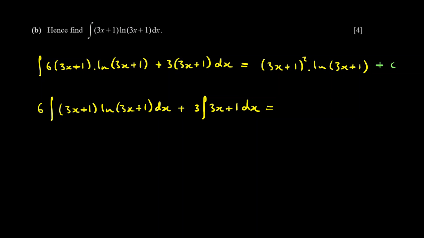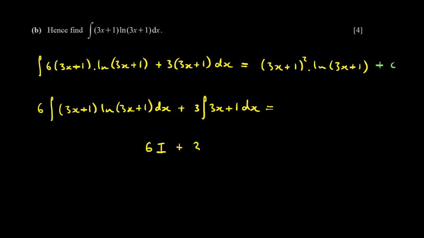Just to explain that step, I've got this thing plus this thing, so I can split that up into two separate integrals. I've got one integral here, another integral here. And the 6 and the 3 are constants, so I can just take them straight outside of the integral. Now, this thing is what I want to find. So why don't I give it a letter? I'll just call it I for integral. This is going to be 6I plus 3 times this whole integral here.